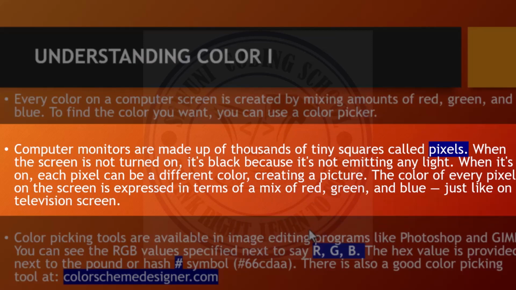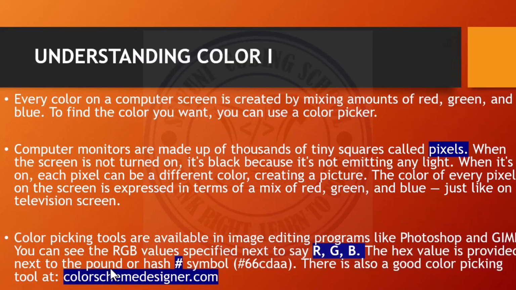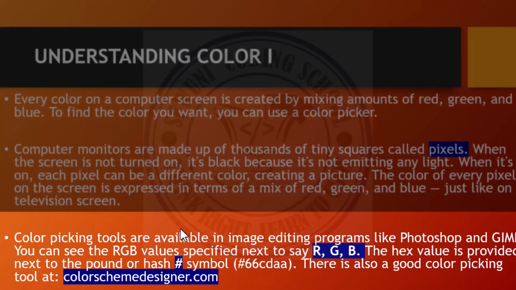The color of every pixel on the screen is expressed in terms of what? The RGB, just like we explained. Our television screens also show how the RGB works. Every color at all can be expressed by a mixture of little amounts of RGB. Color picking tools are also available in image editing programs like Photoshop and GIMP. In fact, even in MS Paint you can see color picking tools. You can also use the RGB values, or the hex code provided next to the pound or hash. Or you can also go to colorschemedesigner.com.